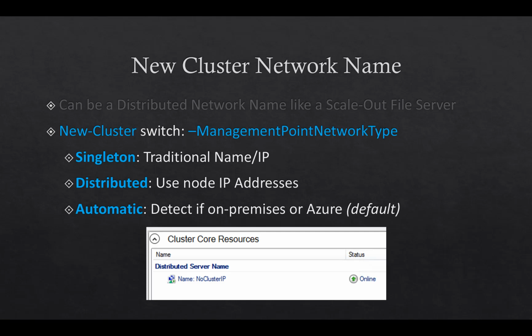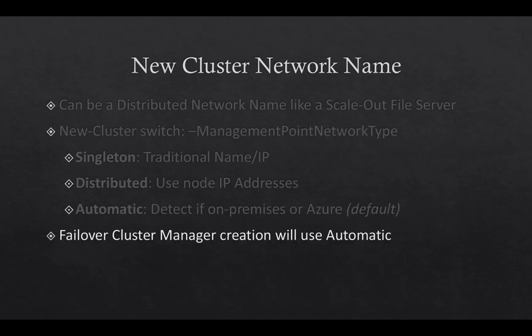Automatic is the default. Now, one of the reasons why you would use the cluster network name as a distributed name is in the cases where an IP address either isn't available or is not necessary. When you create a cluster through Cluster Manager, it will use the automatic selection. Are you on premise or are you in Azure?